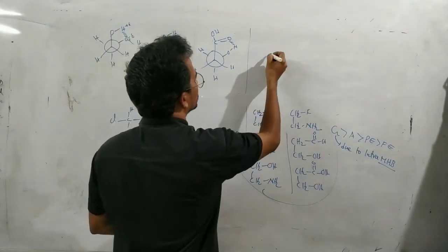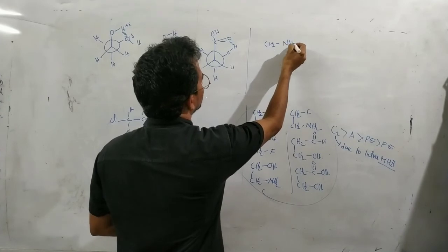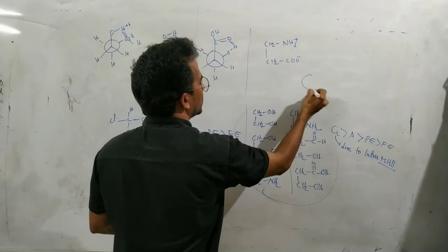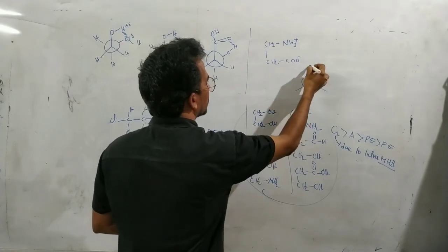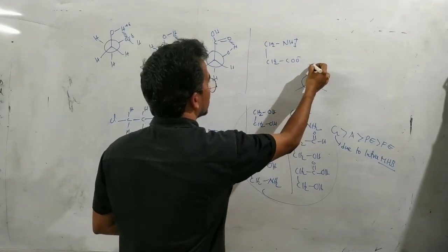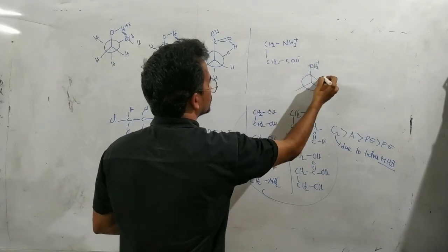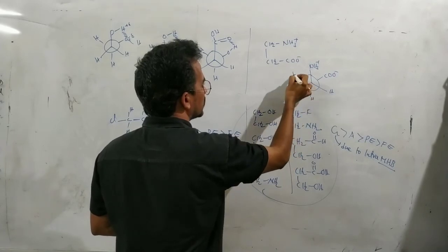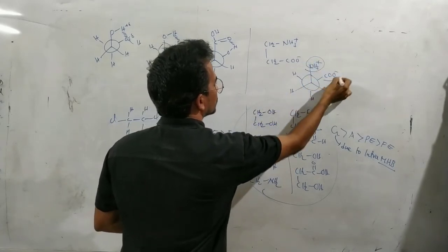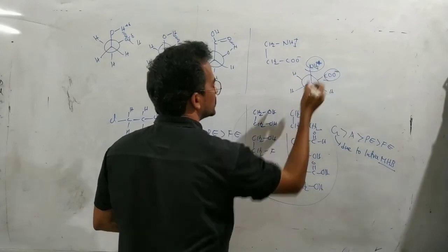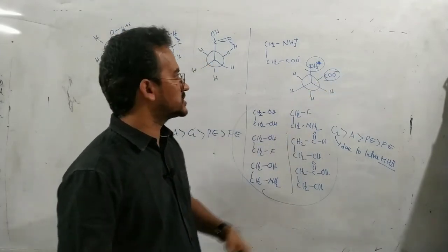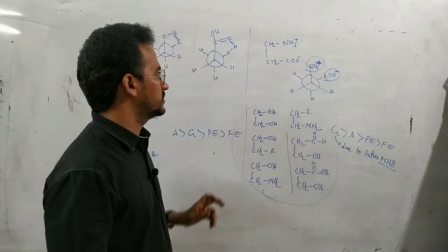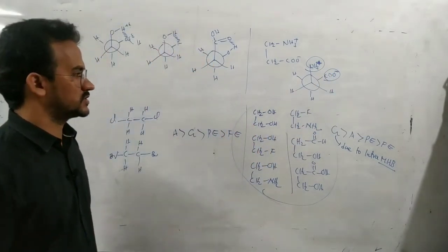Now here another compound, that is CH2NH3 plus and CH2COO minus. It is also stable in the gauche form, but it is not due to hydrogen bonding, it is due to electrostatic force of attraction. Here NH3 plus, here COO minus. It is stable due to electrostatic force of attraction. Okay? So there are some exceptions.